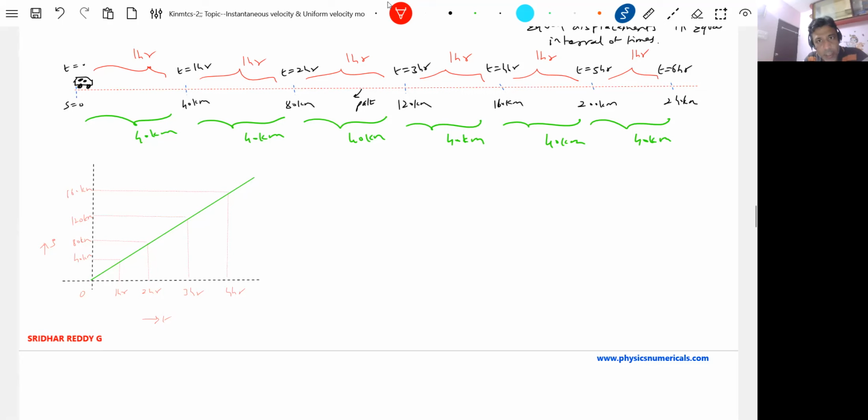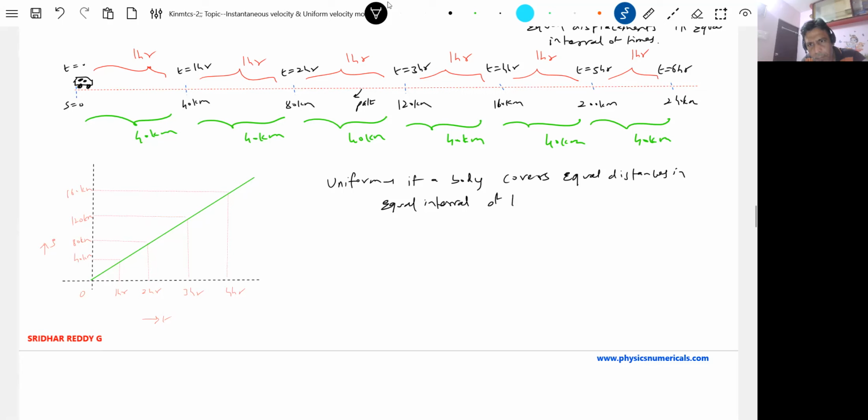Okay, now what about uniform speed? How do we define it? If a body covers equal distances in equal intervals of time, it is said to be uniform speed. Okay, there's one more, same thing. Because most of the problems we'll discuss are about uniform speed also.